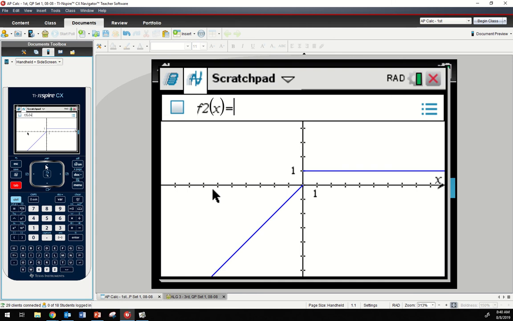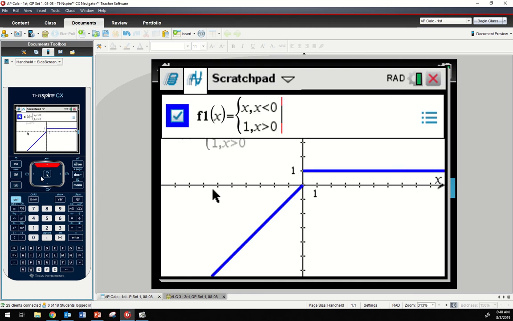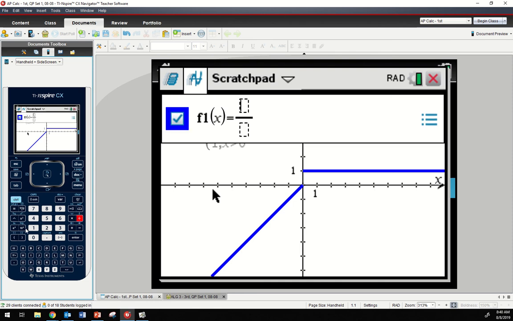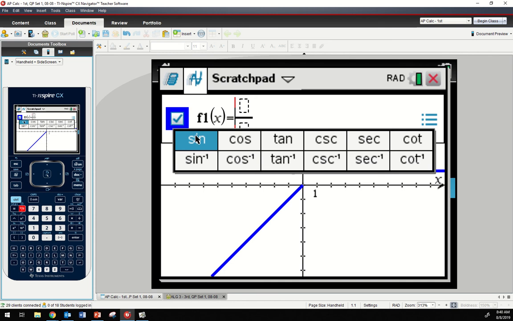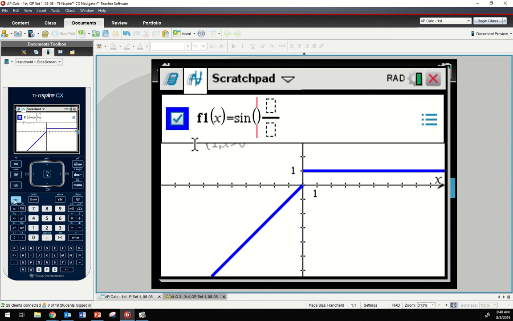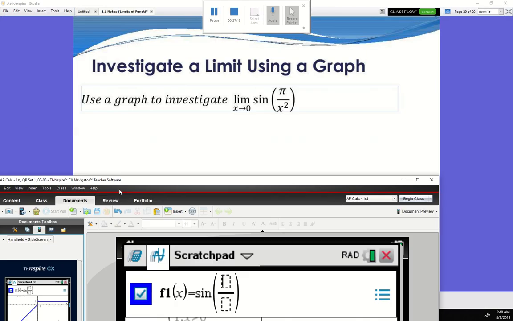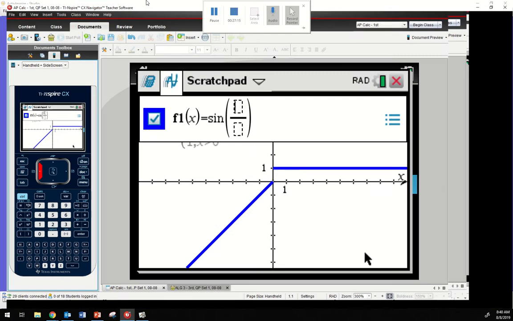Tab. Up. Control. Divide. Sign. Dang it. Put it outside. Control. Divide. There it goes. And what was my value? Pi over x squared.